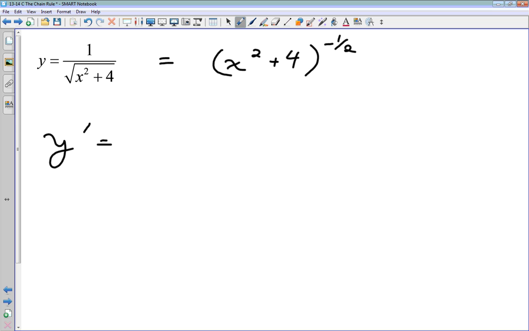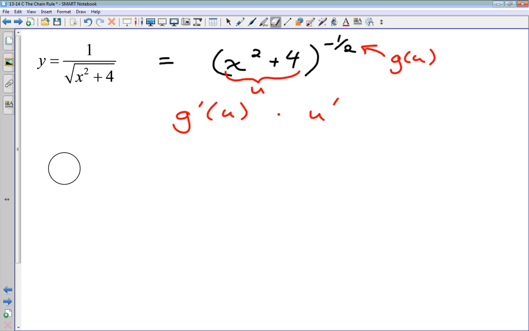Then we're going to try to jump right to our derivative. Okay? So in our minds, we're going to recognize our inner function is the x squared plus 4. Our outer function, g of u, is something to the negative 1/2. And we know that when we're doing our derivative, we're going to want g primed at u times u primed. Okay?